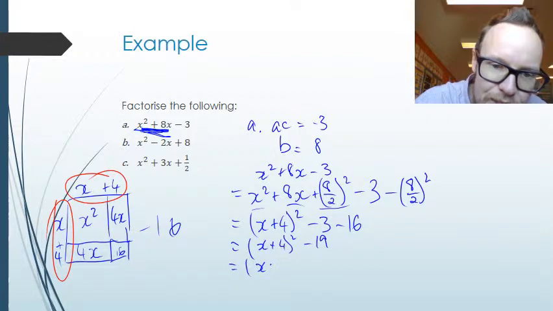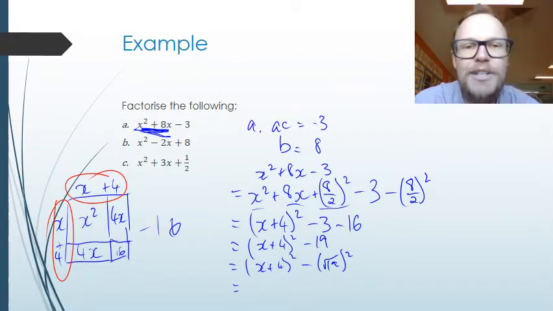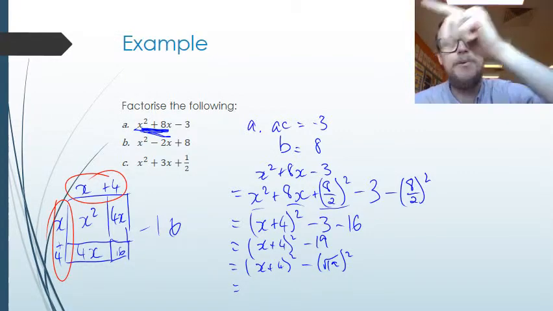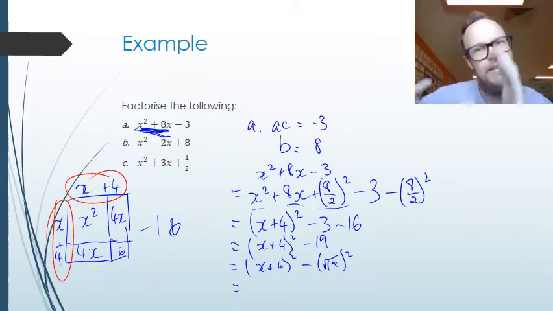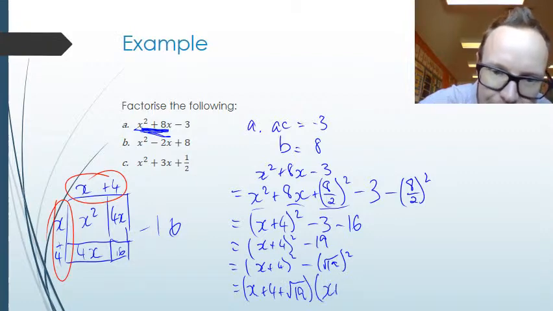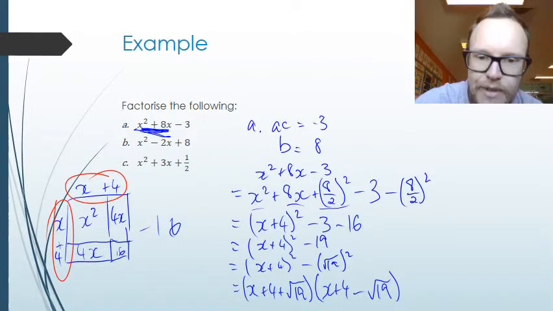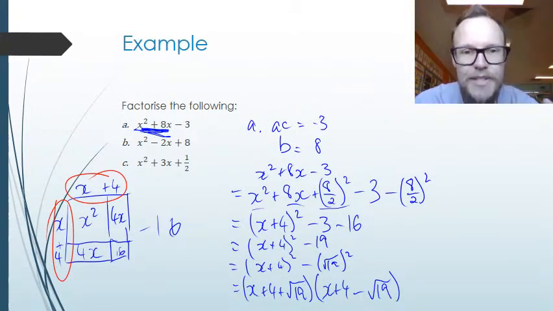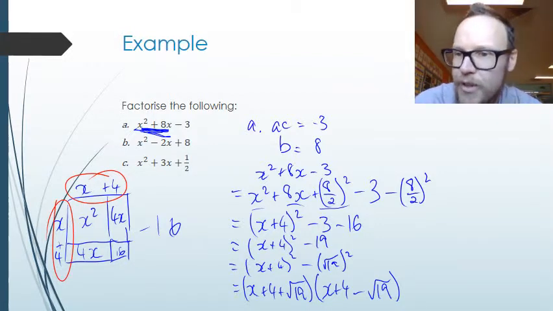Now, believe it or not, this is a difference of perfect squares. Have a look: minus root 19 squared. So I can factorise this using difference of perfect squares. I've got a squared minus b squared, so I can take a plus b times a minus b. So here, a plus b is x plus 4 plus root 19, x plus 4 is my a, minus b, minus root 19. There we go. All right, so that's our factorised form of x squared plus 8x minus 3. Done. One thing times another thing, we've factorised it.